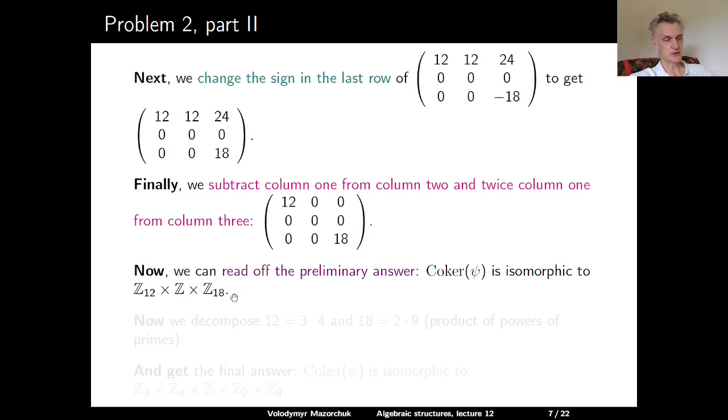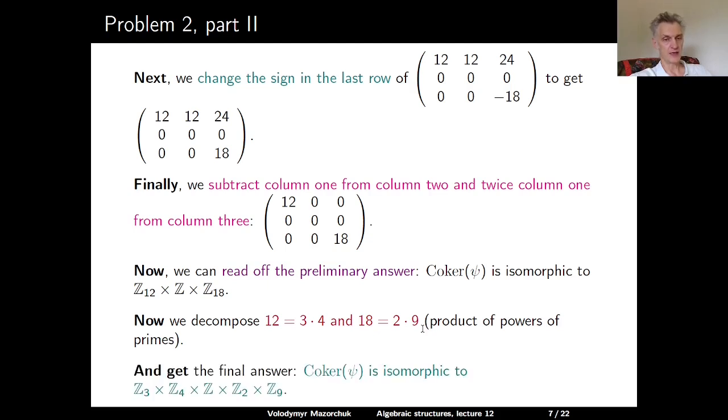Now this is not a decomposition as in the classification theorem because 12 and 18 are not powers of prime numbers. So we further decompose 12 as 3 times 4, powers of prime numbers, and 18 as 2 times 9. And now using this we get our final answer that the cokernel of phi is isomorphic to the product of Z3, Z4, Z, Z2 and Z9. This completes the solution of problem 2.